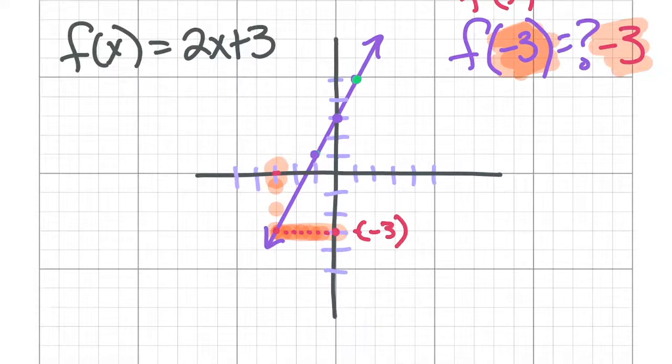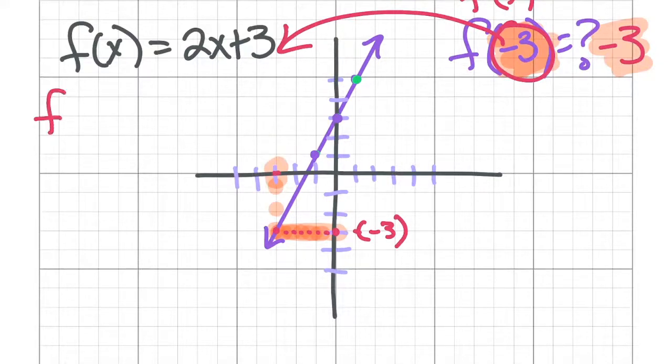Now let's put that in this equation and see if it's true, because we just got that from reading a graph. Let's put it in the equation to see if it's true. f of negative 3 should be equal to 2 times negative 3 plus 3.